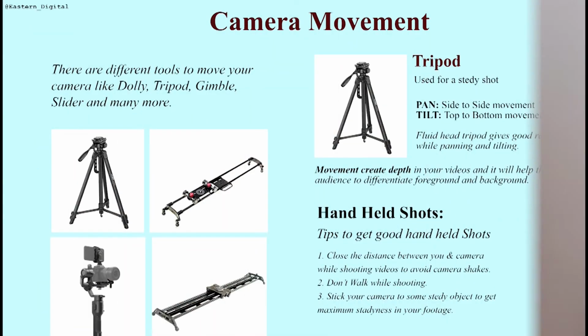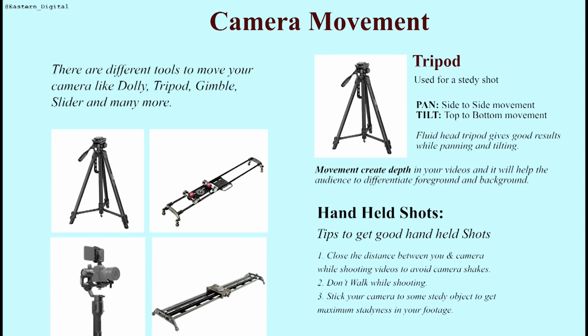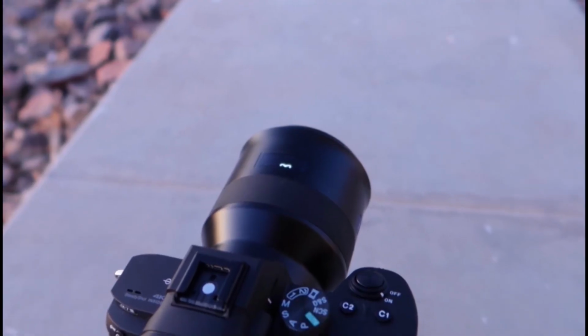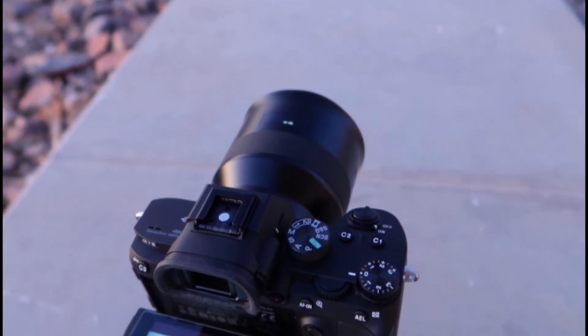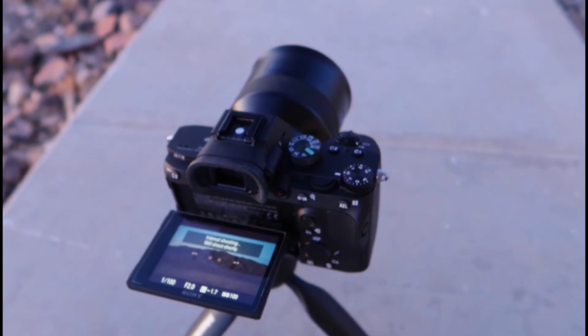So the first one is close the distance between you and the camera while you are shooting the videos, and try to move your body instead of your hands. This will avoid the camera shake, and that way you can get good professional photos and videos. Do not walk while you are shooting. If you are walking, then the videos will be shaky and it will not look professional. Stick your camera to some steady object like a tree, door, or anything that is steady to get the maximum steadiness in your footage.